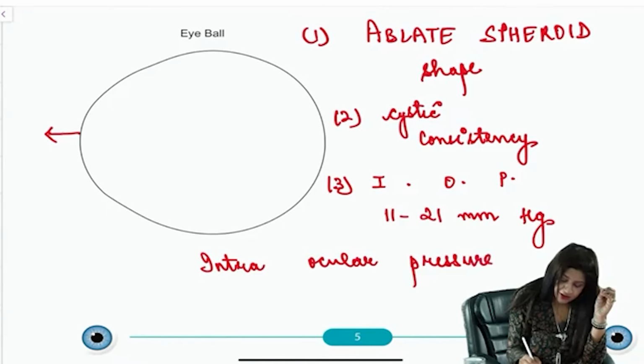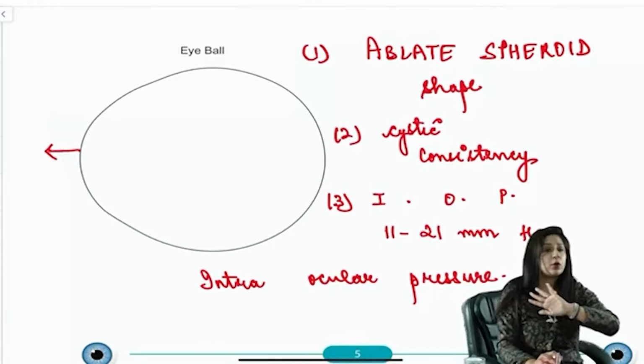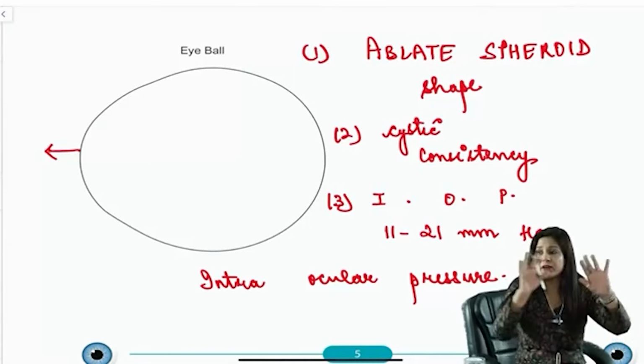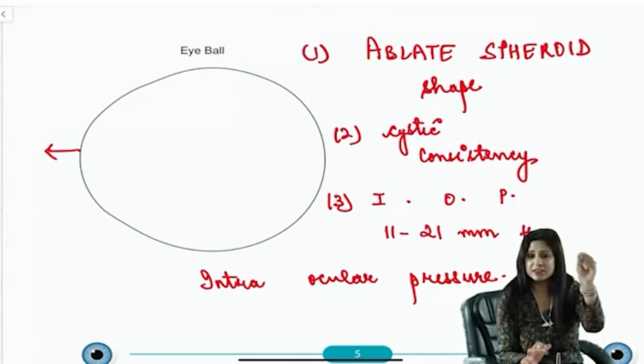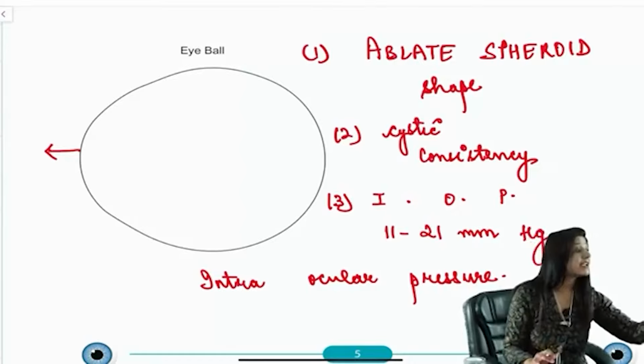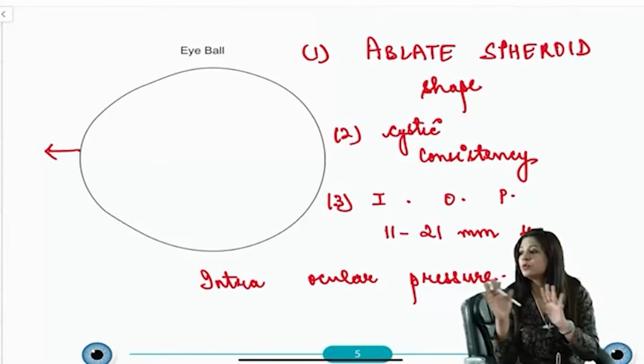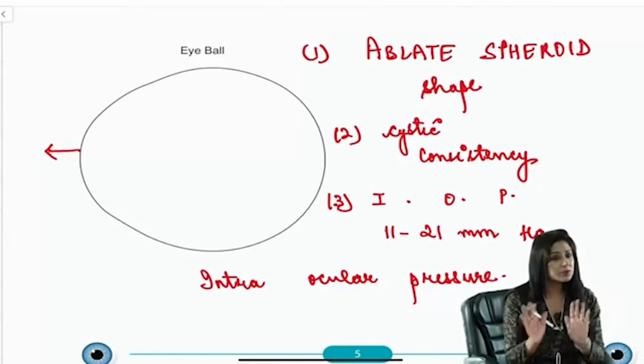So three very important and basic things. I am writing the specific words, not writing the language that would take you more time to read. So specifically, the shape is oblate spheroid. Then number 2, cystic consistency, and it will exert a pressure. The normal range of pressure is 11 to 21. Okay? Understood?